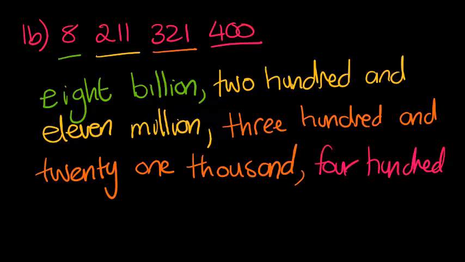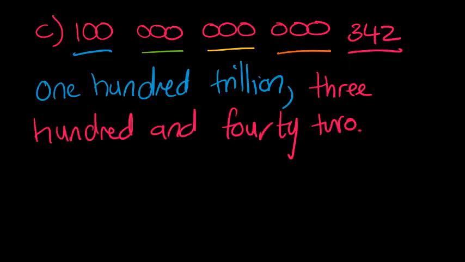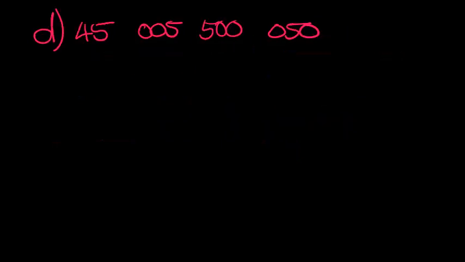Question 1b. I've got ones, thousands, millions, billions. 8 billion, 211,000,000, 321,000, 400. Question C. Okay, this one's quite long. Let's start at the back. Ones, thousands, millions, billions, trillions. All right. So if I was to read this, I'm starting with 100 trillion. 100 trillion, 342.